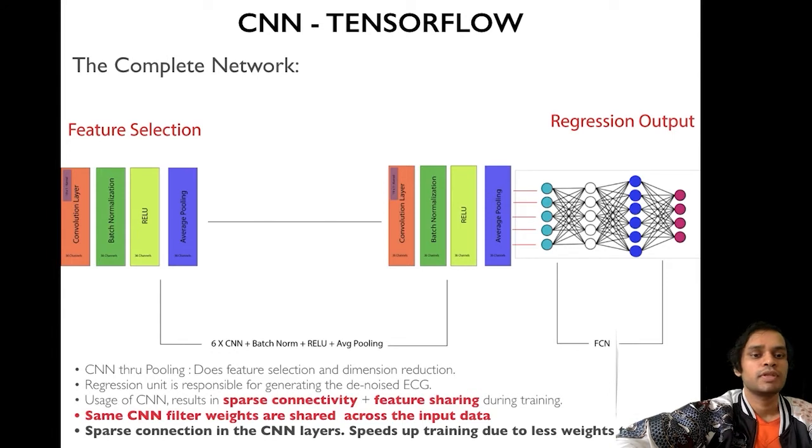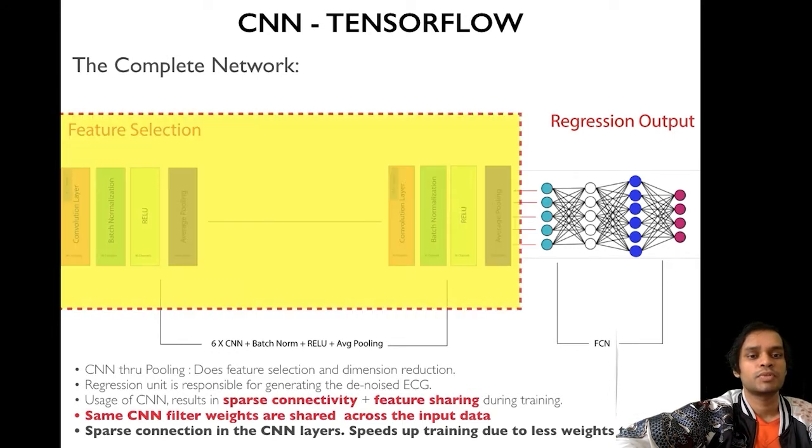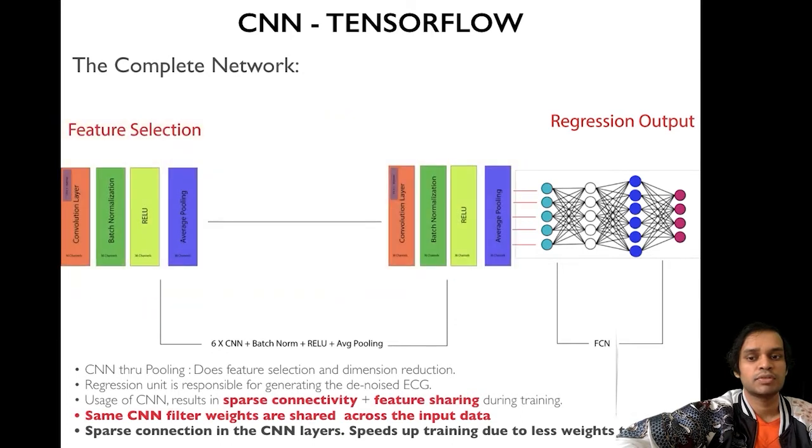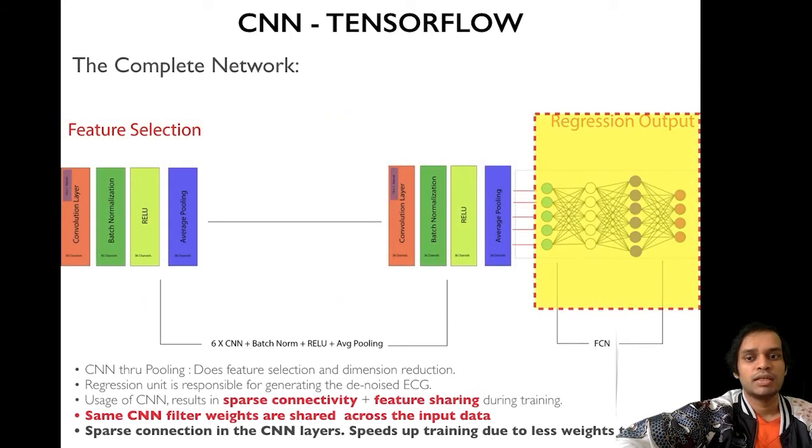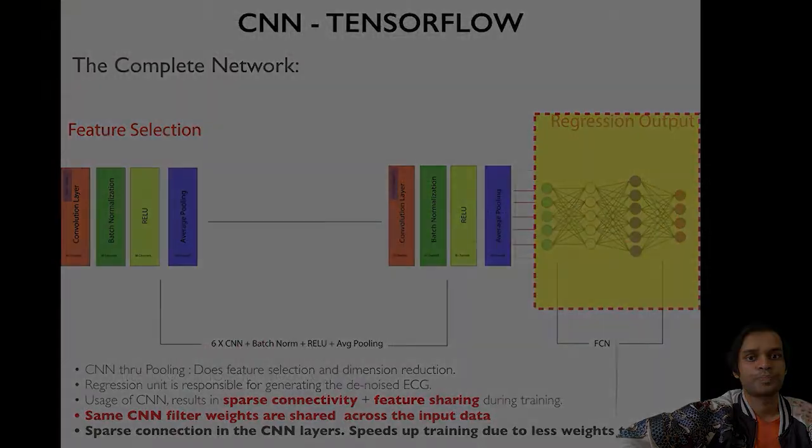So the first part of the network is used for the purposes of doing feature selection and also to sample down the input. So once the downsampled input is sent to the regression output, it does regression on it, and the final output we get would be a signal that has all the noise removed from it.